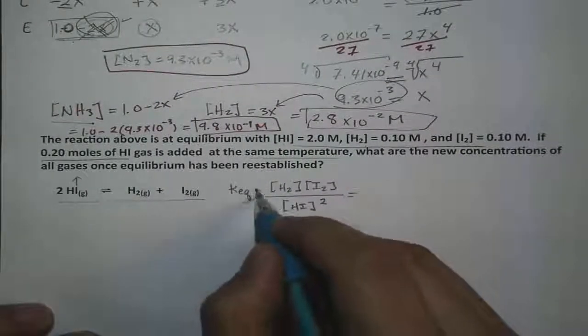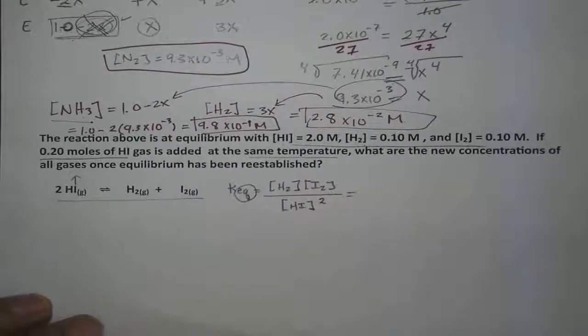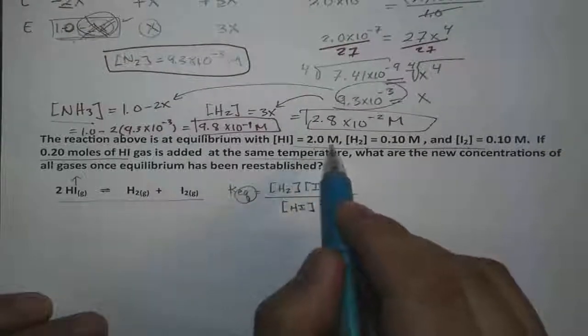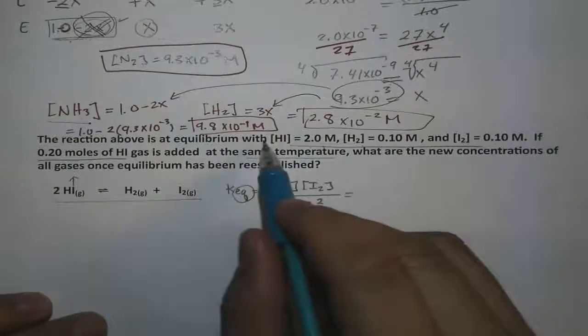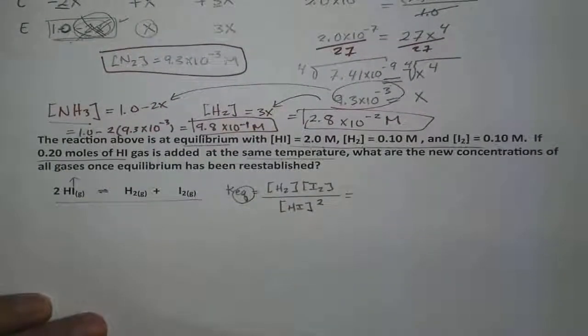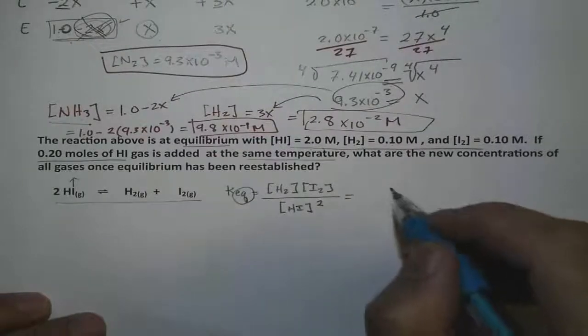So we can actually solve for K at equilibrium. This is possible because this concentration is at equilibrium. If it's not, you cannot do this, okay? So be careful with that. It has to be at equilibrium. Since it is at equilibrium, let's plug it in.